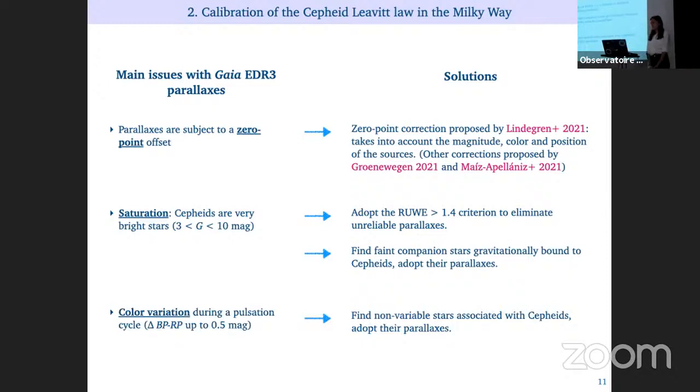The color variation is also a problem for the astrometry, because the position where the light hits the detector depends on the color of the star. So if the color is varying, it produces additional noise in astrometric measurements. So to solve this problem, we can find non-variable stars associated with Cepheids and also adopt their parallaxes.